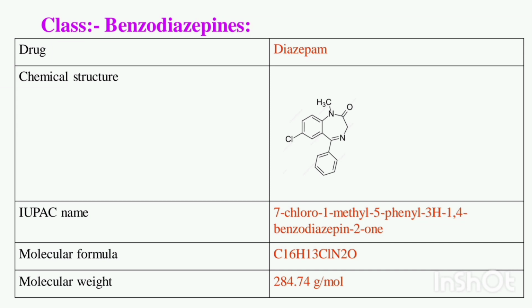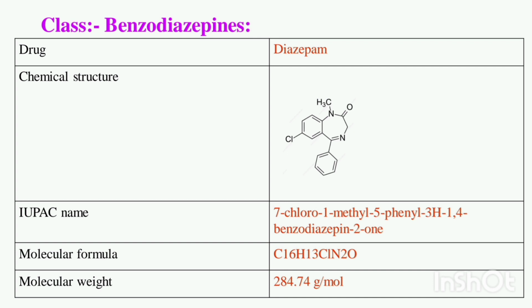Next class is benzodiazepine. The drug included in that is diazepam. Now this is the chemical structure of diazepam. IUPAC name is 7-chloro-1-methyl-5-phenyl-3H-1,4-benzodiazepin-2-one. Molecular formula is C16H13ClN2O.